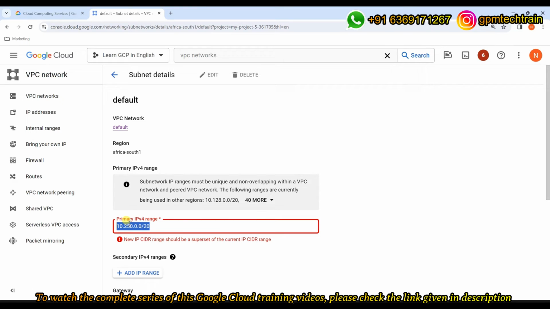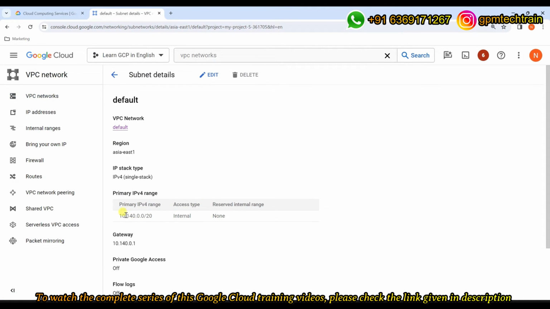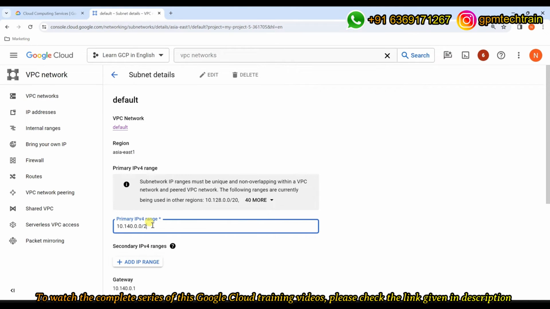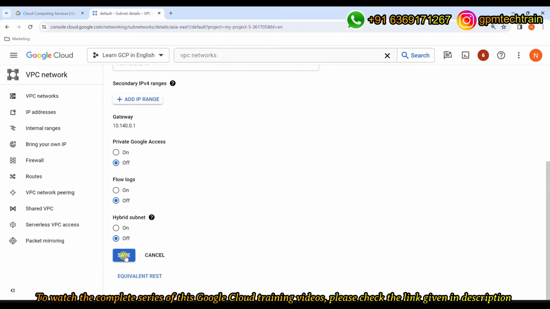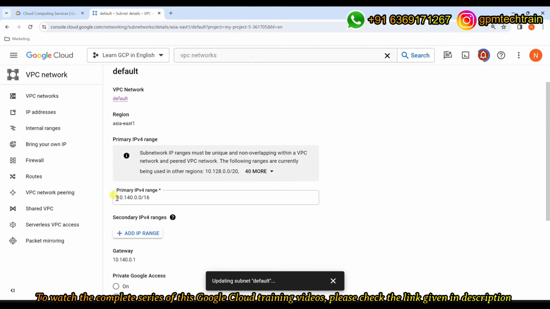That is possible, but you cannot change the complete subnet, because these subnets are allocated by default as non-overlapping subnets to each region. Not only the subnets, there are multiple limitations in terms of customization. Even if I go to the other region, you see it is 10.140.0.0/20. If I make this /16, it will work. You can do that, and see, it's getting updated. But you cannot change the entire subnet as per your project requirement, because your project might require specific IP subnets, and that is not possible.